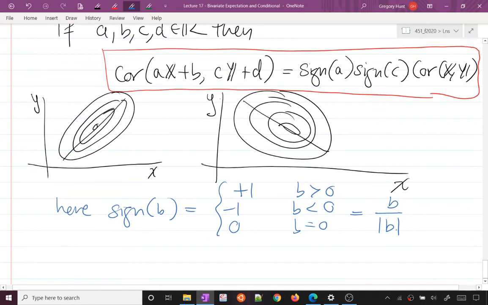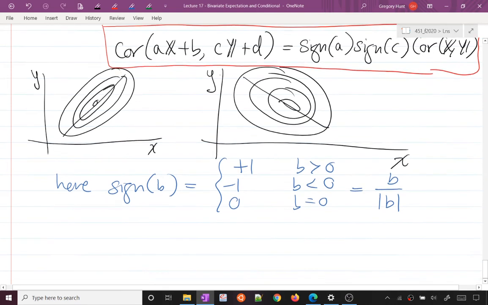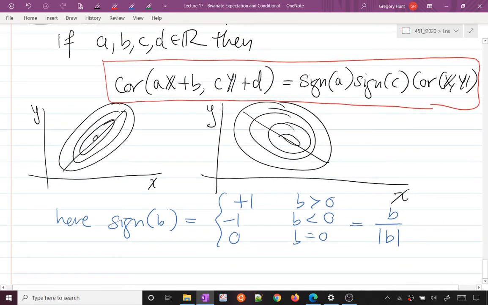So b over the absolute value of b is going to be plus or minus 1, or in the case of 0, I guess we would just say it's 0. But in those two cases, the magnitude of this thing is always 1, and it's either plus 1 if b is positive or minus 1 if b is negative, or in this case 0 is 0. So we can prove this theorem. It's a super useful theorem, and it basically says, up to the sign, we don't care.